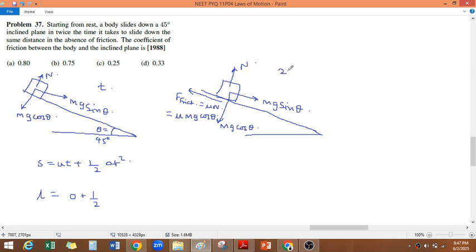And they say the time taken is 2t. So that means here acceleration, remember acceleration is force by mass. So the m will cancel out. So it's only g sin theta, into t square. So that is for case 1. Now do it for the case 2. Length is going to be the same, angle is going to be same. Right, so that means L is equal to 0 plus half a t square.